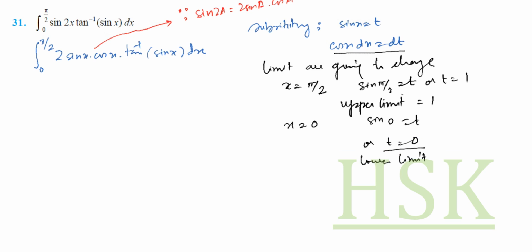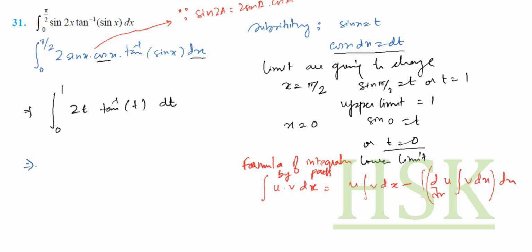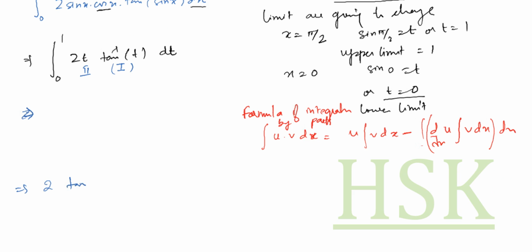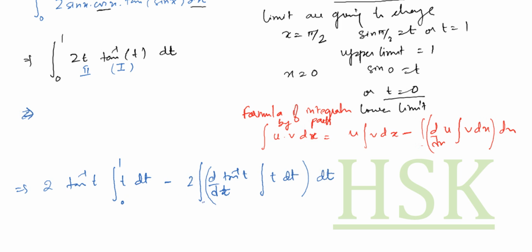So now I'm going to perform the substitution by placing sine x is equal to t. So I'm going to get this as 2 tan inverse of t. The limits are going to change from 0 to 1, and for cos x dx I'm going to write dt. On applying the formula for integration by parts and taking tan inverse of t as the first function and t as the second function, I'm going to get 2 times tan inverse of t into integration of t dt, limit 0 to 1, minus 2 times d upon dt of tan inverse of t into integration of t dt, and the limit 0 to 1.